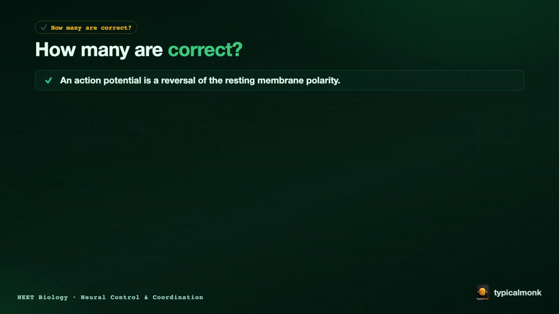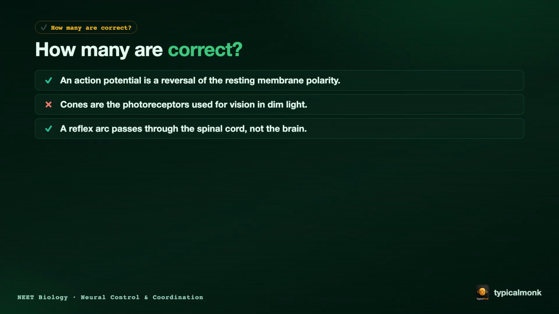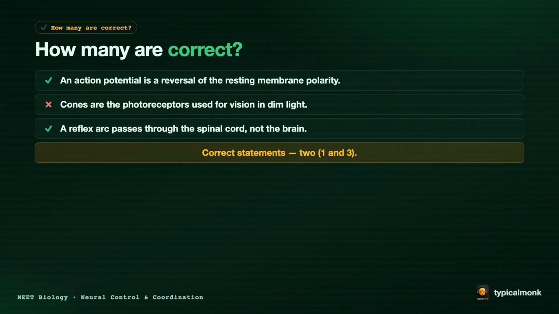Now the third drill. How many of these statements are correct? Check them one by one. First, an action potential is a reversal of the resting membrane polarity. This is correct. Second, cones are the photoreceptors used for vision in dim light. This is wrong. That is the job of rods. Third, a reflex arc passes through the spinal cord, not the brain. This is correct. So the correct statements, 2, that is, the first and the third.